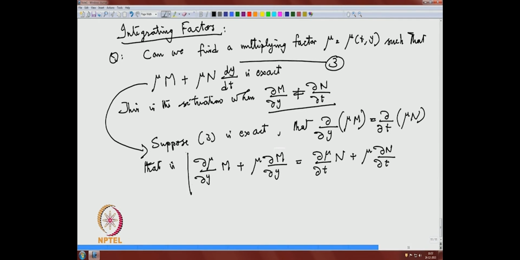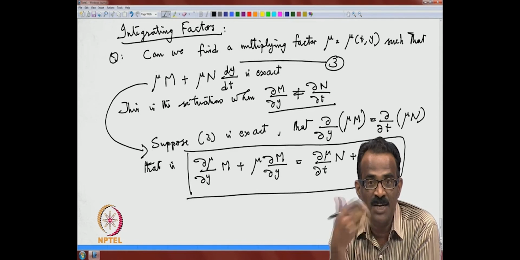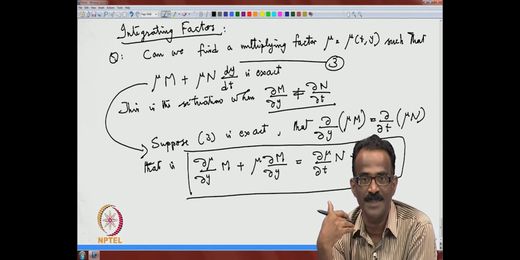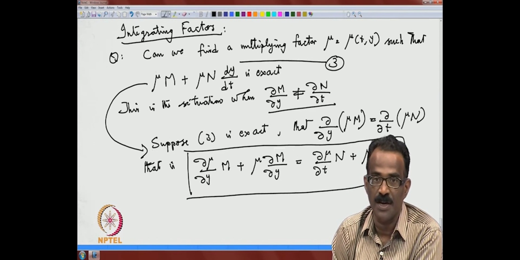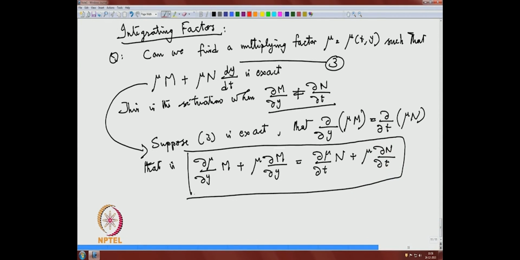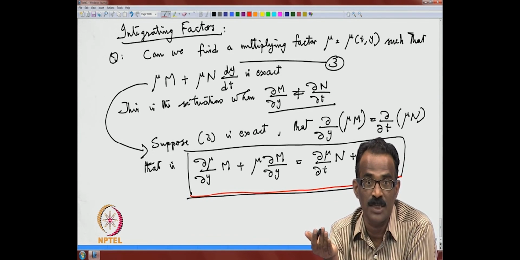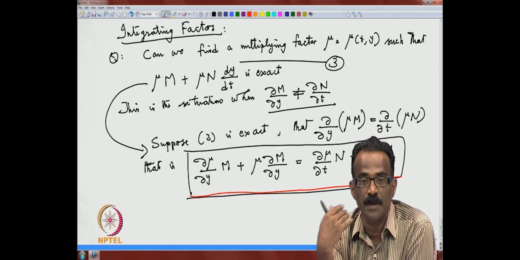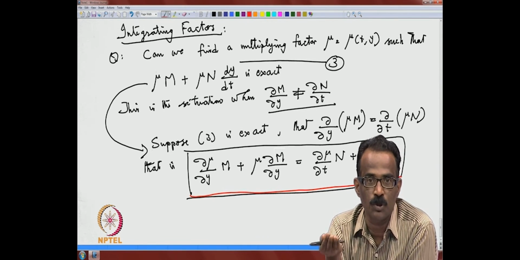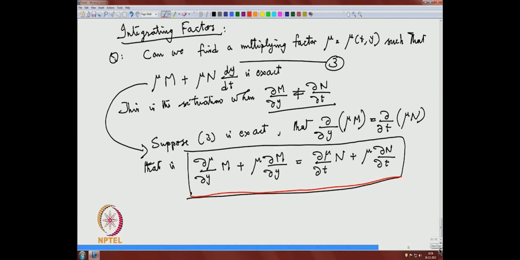Of course, this is like a partial differential equation, and in general finding a solution to this equation is difficult. Maybe by trial and error you may be able to cook up a solution. In general determining a solution to this differential equation is difficult and very rare. That is where the most general case ends. If by some trial and error you are successful in finding the solution, then you can use it. But there is a very interesting special case.